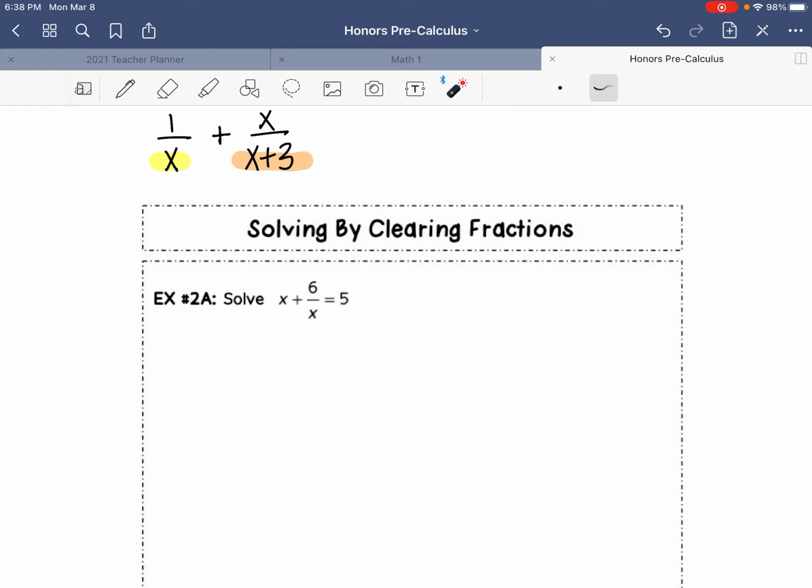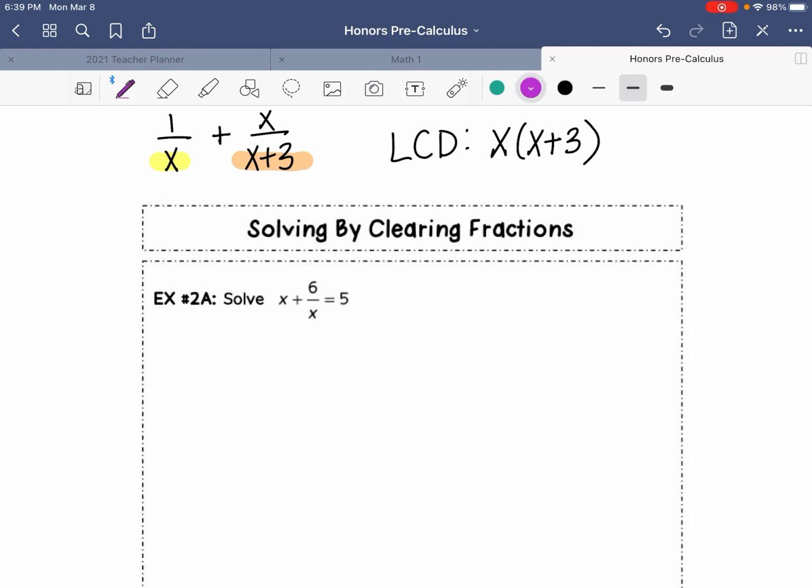That's not how it works. So what I do have is an x on this side, and an x plus 3 on this side. So my least common denominator is going to be the product of the two. Product means we're going to multiply. So my least common denominator is going to be x times x plus 3. Why is that going to occur?